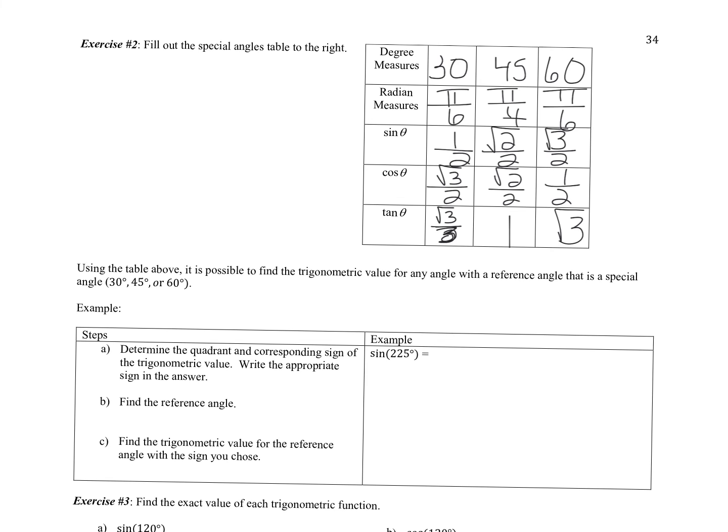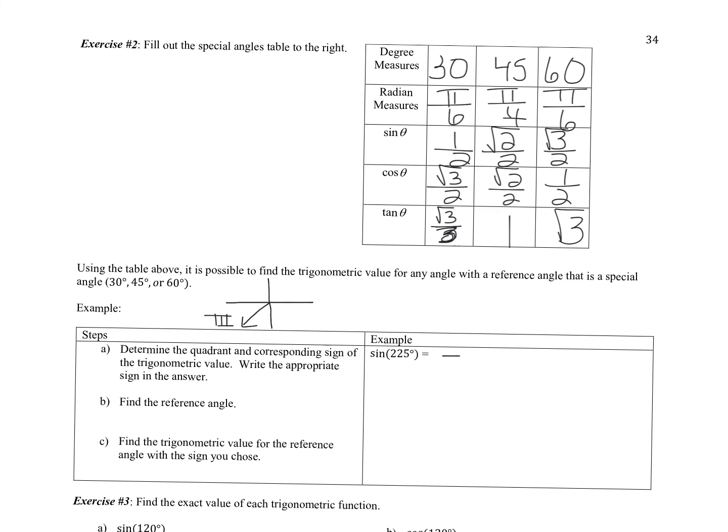So now we're going to actually use that table as a reference, and we're going to use that table to find the values of sine, cosine, or tangent of angles in other quadrants. So the first thing we want to do with this process, and I'm going to just draw this one, we should recognize that 225 is in the third quadrant. So we're going to determine the quadrant and the corresponding sign of the trigonometric value. So if I'm in quadrant 3, sine is negative. So I'm just going to write a negative sign next to it.